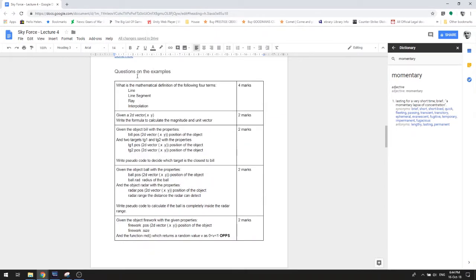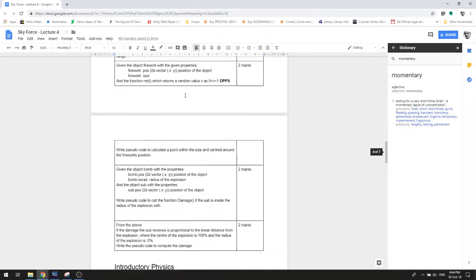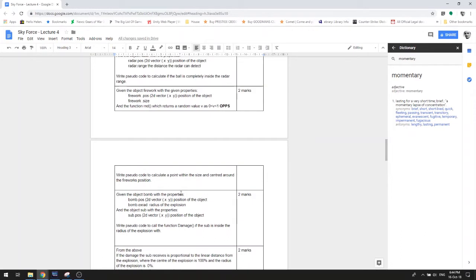I also wanted you to look at some questions on the examples. I want you to go through this. I think the sticking point was mainly to do with the firework. Hopefully you can see that the firework is just a simple question: can you generate a point inside a circle? Previously you've been testing to see if points were inside a circle, but this is slightly different. We can't just randomize a point and see if it's in a circle. We actually have to generate a point inside a circle. And in order to solve that problem, you have to go back to the rotation equations.